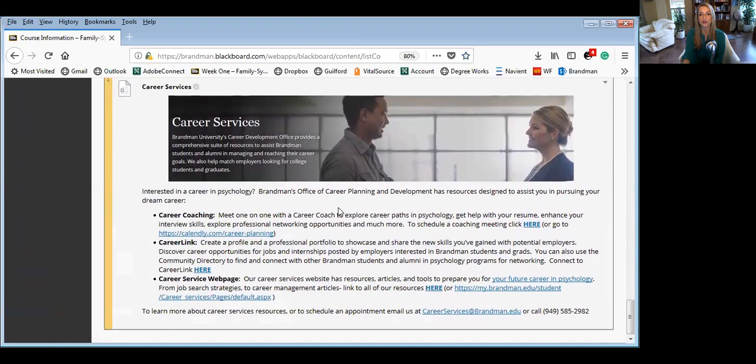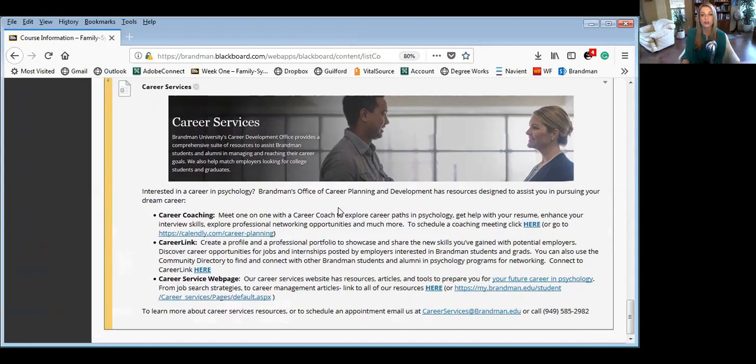And finally, we have the career services link. This is also a unique element to Brandon University. Whatever career you're considering at Brandon University, you can go to Brandon's Office of Career Planning and Development and gain resources about the career opportunities that are out there in the area that you are interested in. The Career Services Department offers career coaching, so you can meet with a career coach to explore the different career paths that are potentially available.